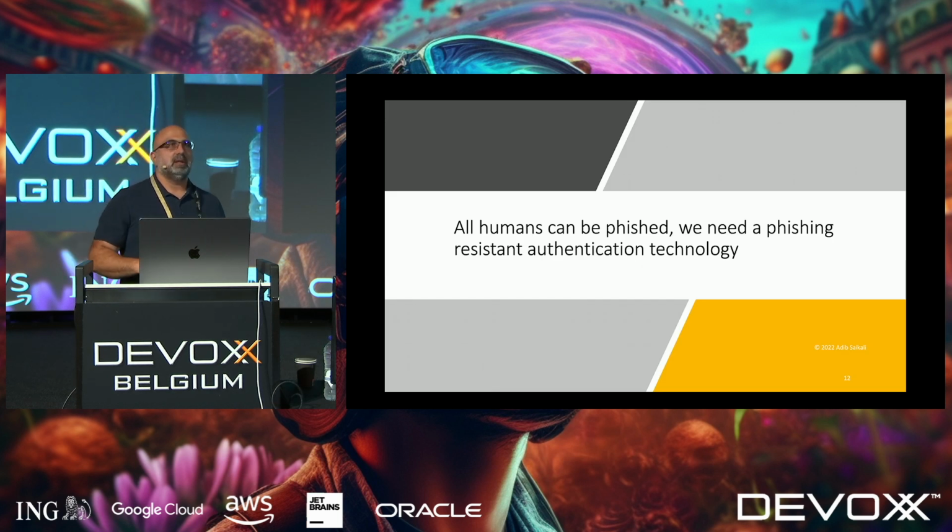So the point here is that all humans can be phished. I don't care if it's me, if it's the world's most paranoid security person, all humans can be phished. So we need an authentication technology that is resistant to phishing attacks.